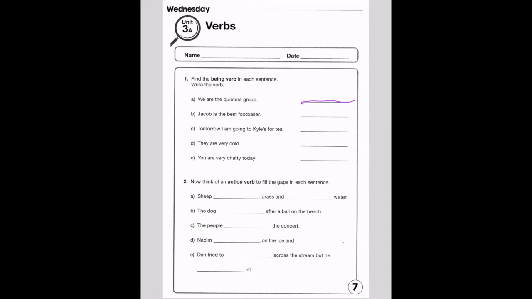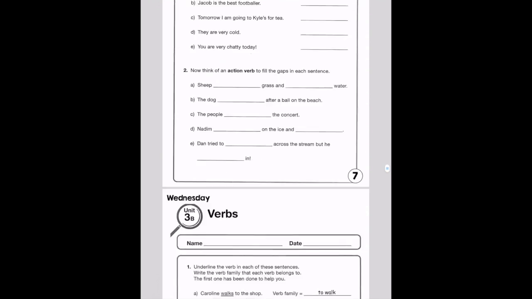Okay, so now number 2, think of an action verb. So remember, action verbs are doing words, okay, so to fill in the gaps in each sentence. So the sheep was doing what to the grass and doing what with the water. The dog was doing what after a ball on the beach. The people were doing what at the concert. So fill in an action verb in each of these blanks.